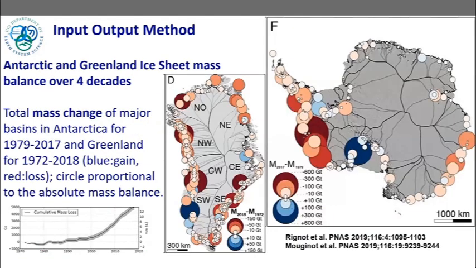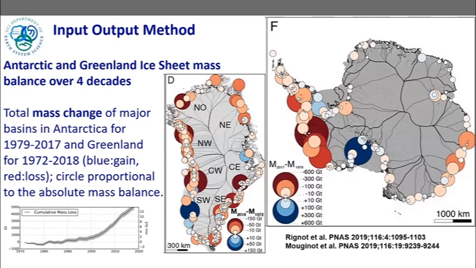The third method, we have another expert in-house, and the person has just introduced me. This is the input-output method, where you take a regional climate model for the surface mass balance, and you calculate, using ice velocity, ice thickness, and grounding line information, the flux, sort of how much ice is going into the ocean. So you have input, output, and that gives you information on the mass balance on a glacier basis.